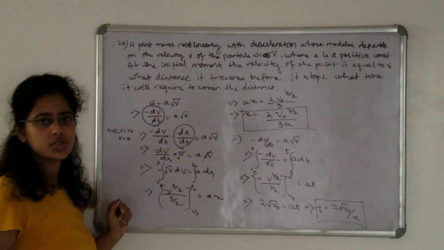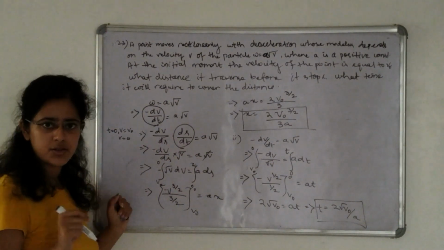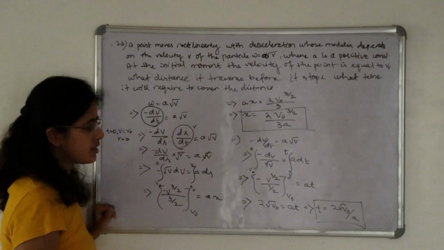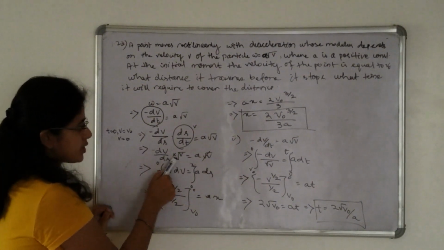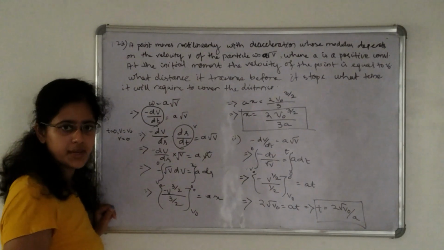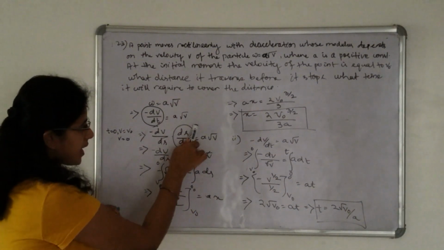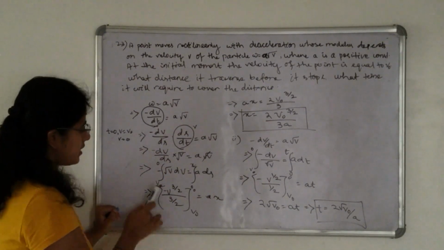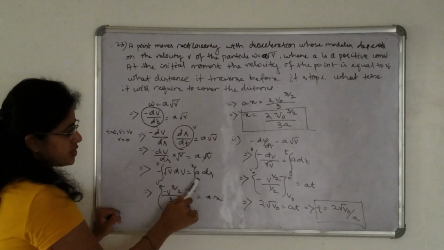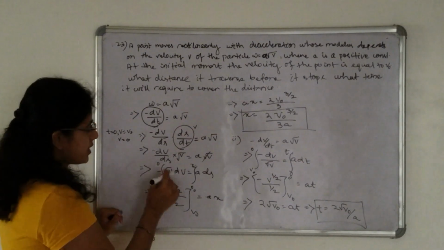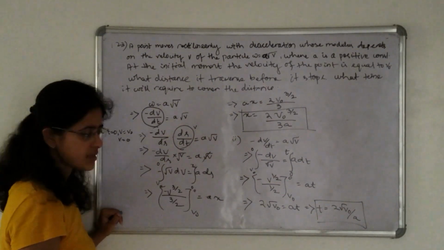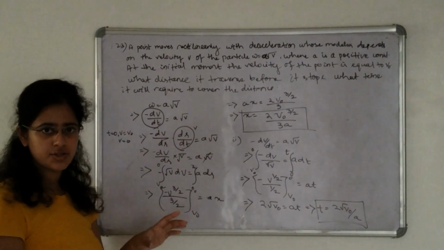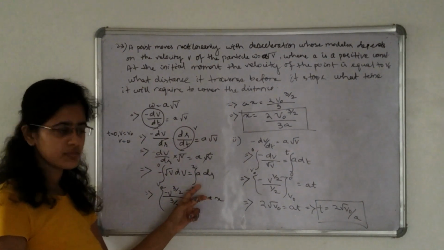ds by dt is how much? ds by dt is equal to velocity. So in this place we can put v. So minus dv by ds into v is equal to a into root over of v. So root over of v and v cancel out, and root over of v is left. Minus root over of v dv is equal to a into ds. That is, we take ds to this side. Integrate this.